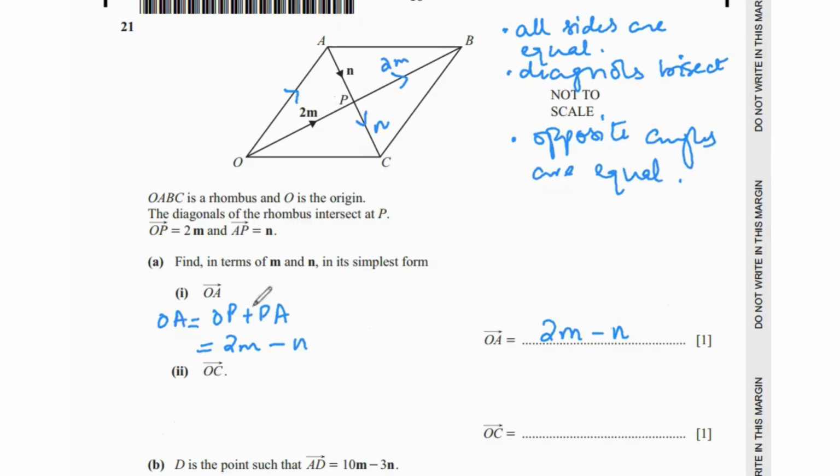Then we need to find OC. So this is OC. Let me use a different color for that. So for OC, we can go from O to P and then P to C. So OC is OP plus PC. That's 2m plus n. Since none of the arrows are changing direction, they'll be as they are.